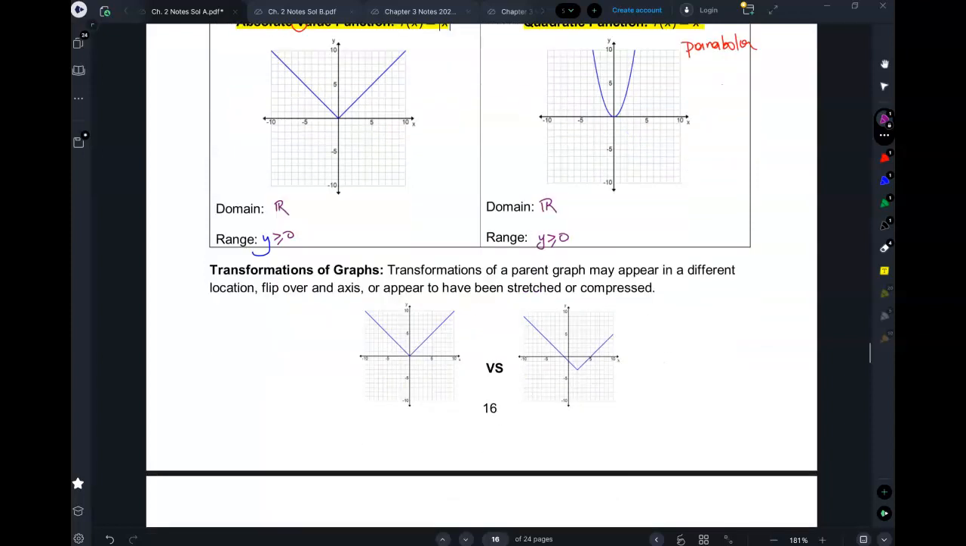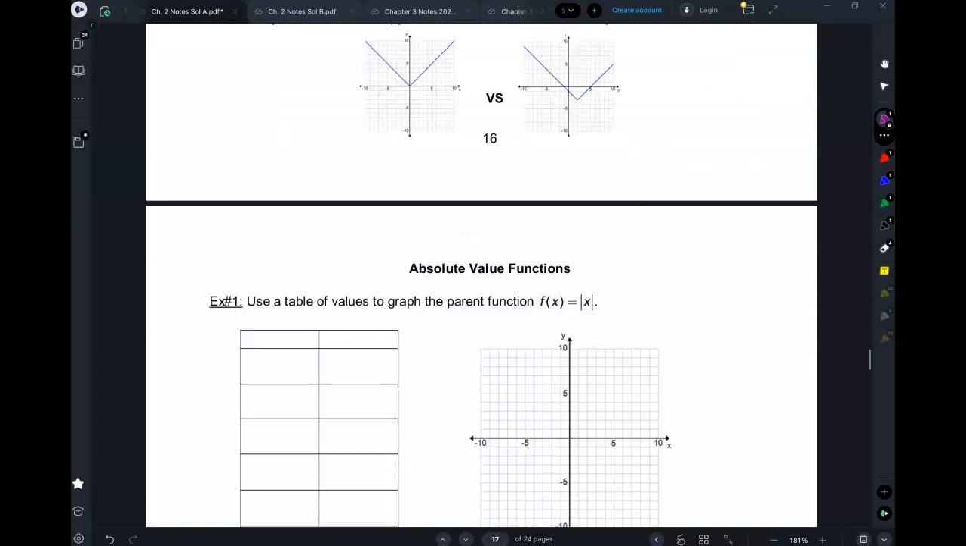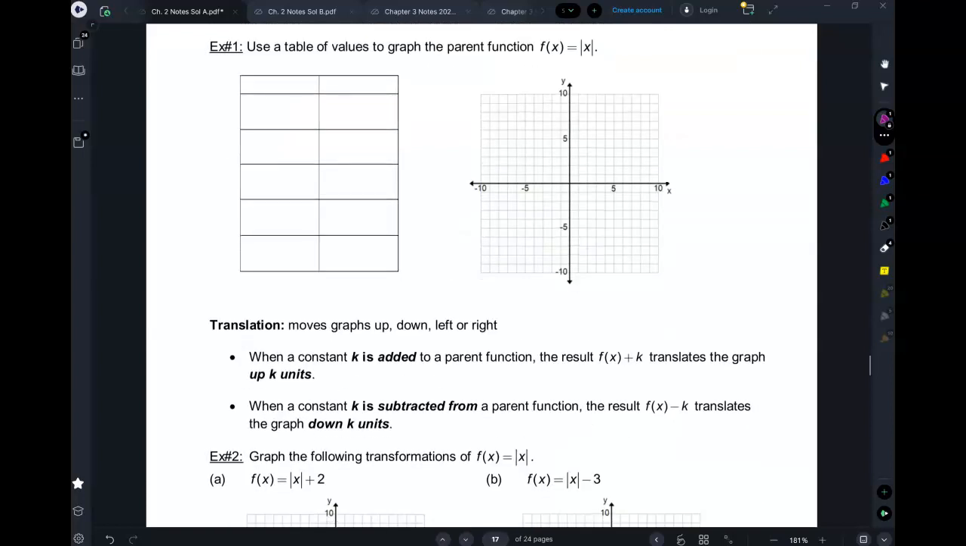Okay. So today we're going to focus on graphing absolute value functions. So here we go. We're going to graph the parent function. The first one, we're going to do a table. But then after that, I'm going to show you a shortcut so you don't have to spend time on a table. Yes? Can an absolute value function be upside down? Okay, let me teach absolute values and then I promise I will answer all your questions.